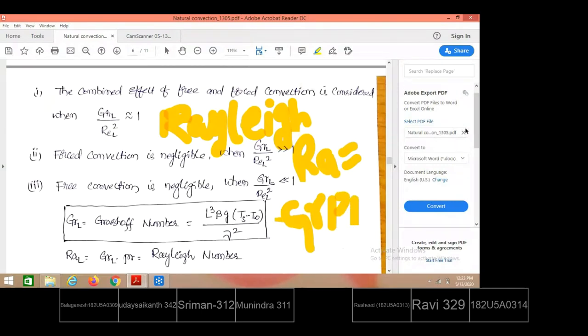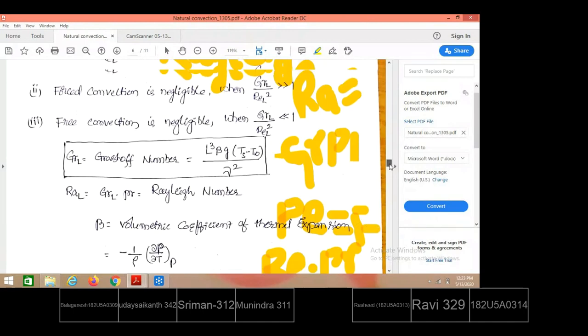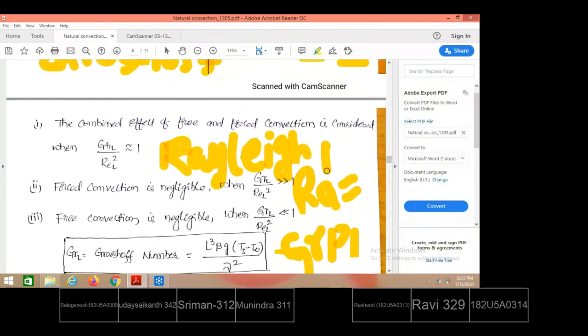Whereas in the case of forced convection, the product of the Reynolds number and the Prandtl number is taken as the Peclet number. So the Peclet number in forced convection equals the product of the Reynolds number and the Prandtl number. This is for forced convection, the product of the Reynolds number and the Prandtl number. This is for natural convection, the product of the Grashof number and the Prandtl number equals Rayleigh's number.